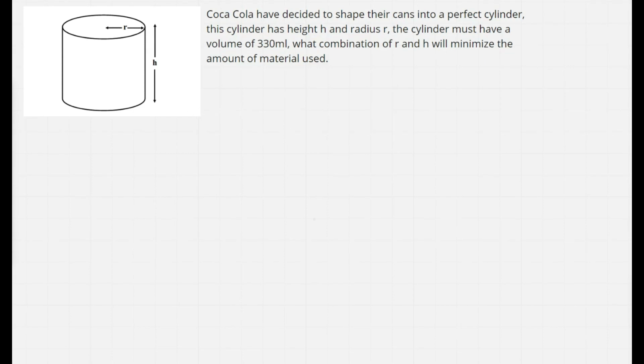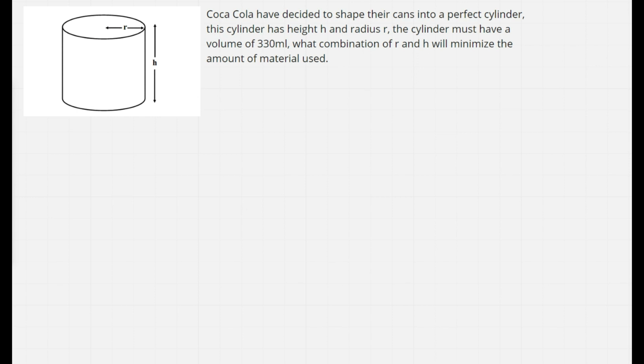So I've got a question here. Coca-Cola have decided to shape their cans into a perfect cylinder. This cylinder has height h, radius r. The cylinder must have a volume of 330 milliliters. What combination of r and h will minimize the amount of material used?